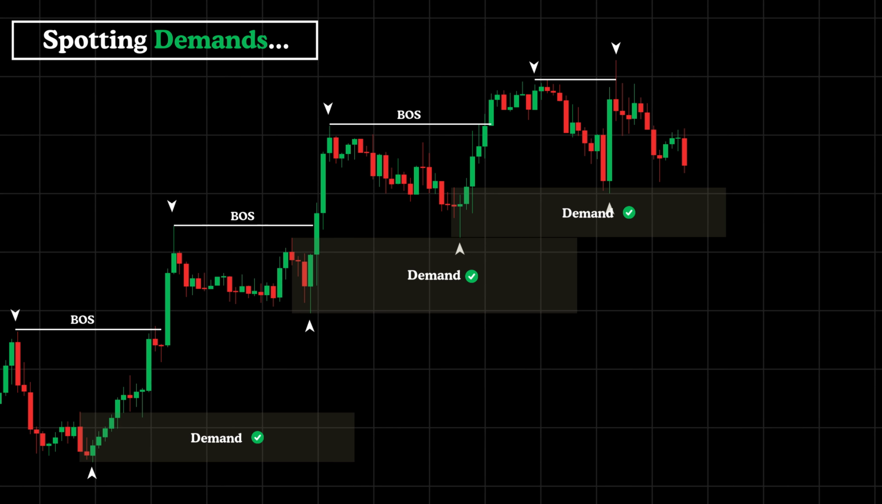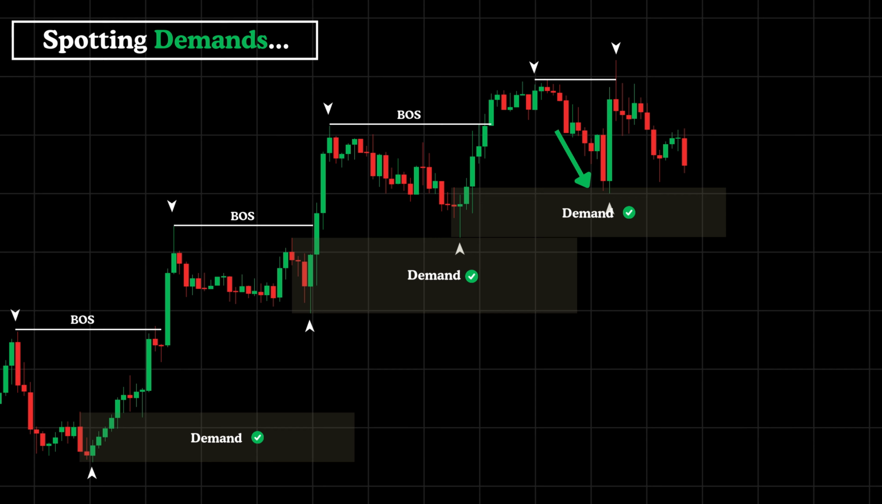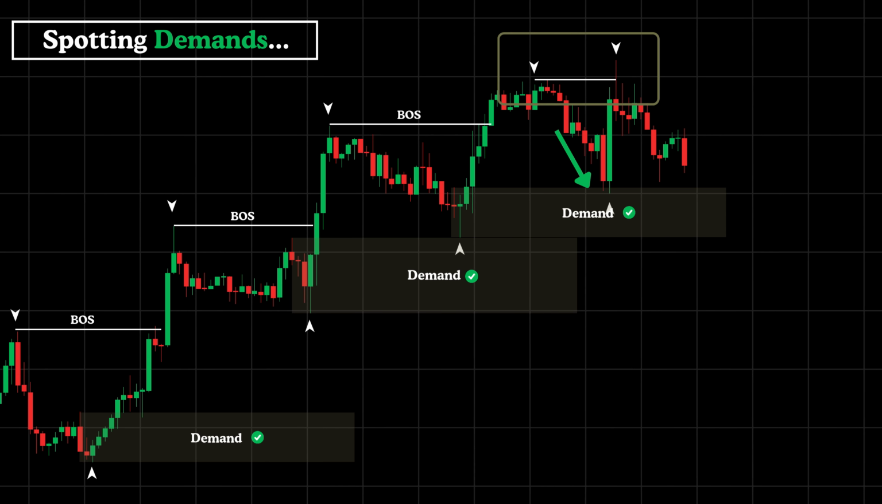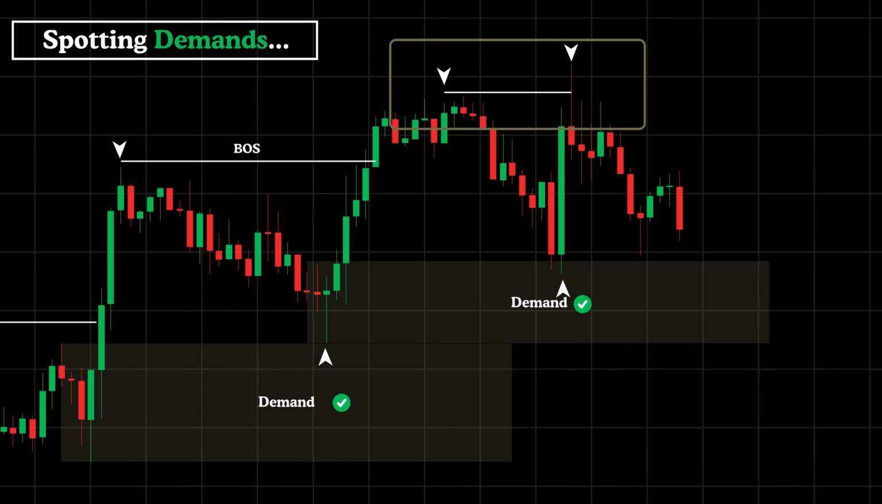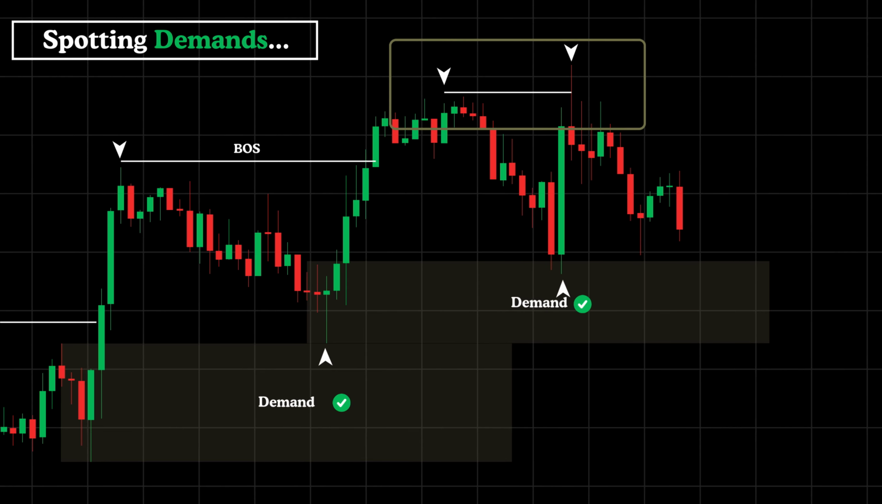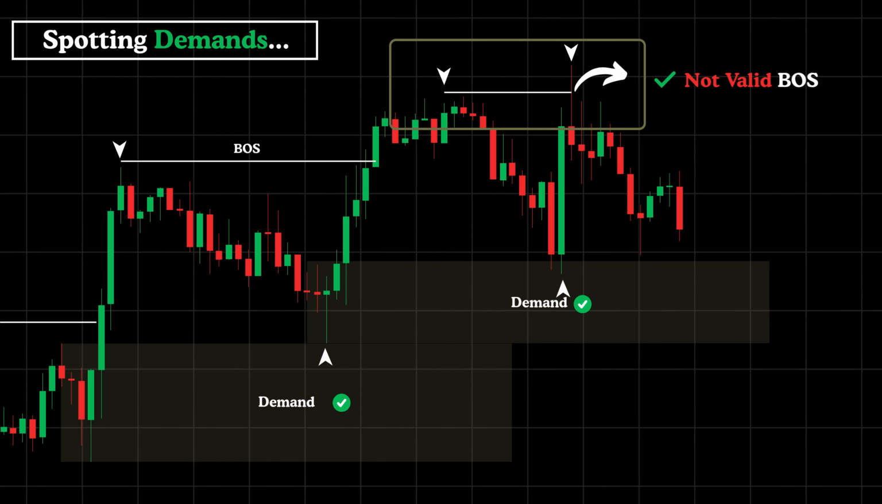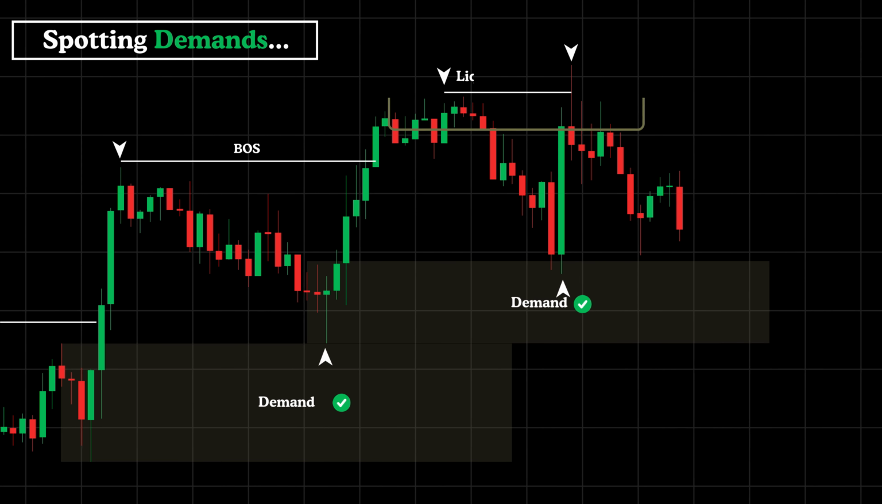Moving forward, price retraces lower. After testing the newly formed demand zone, it turns upward and rallies higher, briefly piercing the most recent swing high with a wick before closing back inside the range. This is an important sequence to analyze carefully. Since price failed to close above the prior major high, this does not qualify as a valid break of structure. Instead, it is classified as a liquidity sweep.